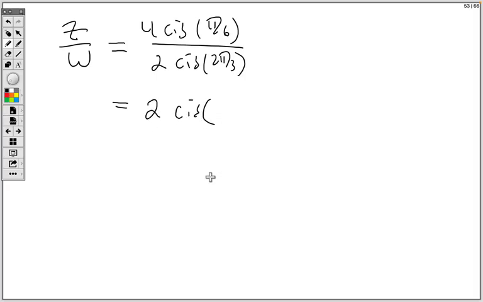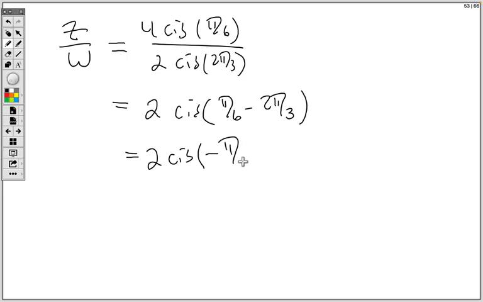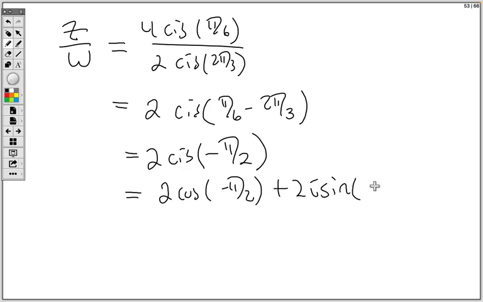Instead of adding the second angle to the first angle, we're going to subtract the second angle from the first angle. So now I need pi over 6 minus 2 pi over 3. So once again, this is 4 pi over 6. So pi over 6 minus 4 pi over 6 would be minus 3 pi over 6, aka minus pi over 2. So 2 cosine minus pi over 2 plus 2i sine minus pi over 2.